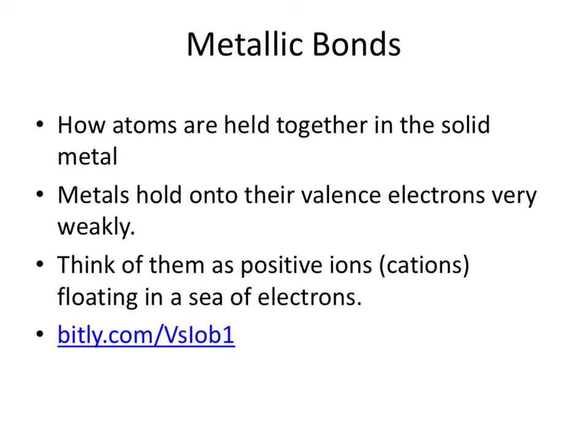So metals, you need to understand, don't actually hold on to their valence electrons very well. They hold on to them pretty weakly, which means, because remember metals don't like their electrons, they want to give them away. You can kind of think of metals as having a bunch of positive ions or cations floating around in a sea of electrons.